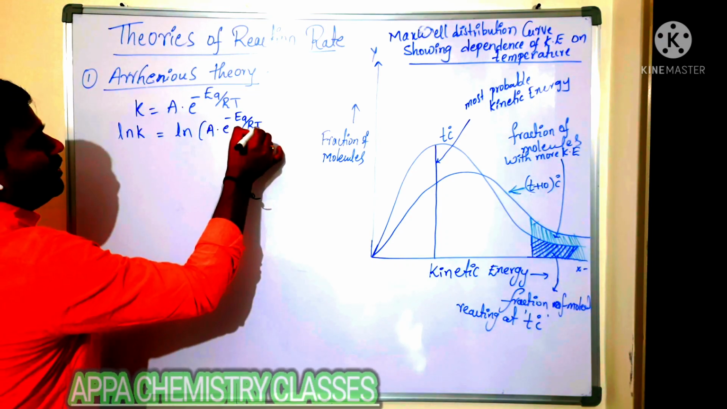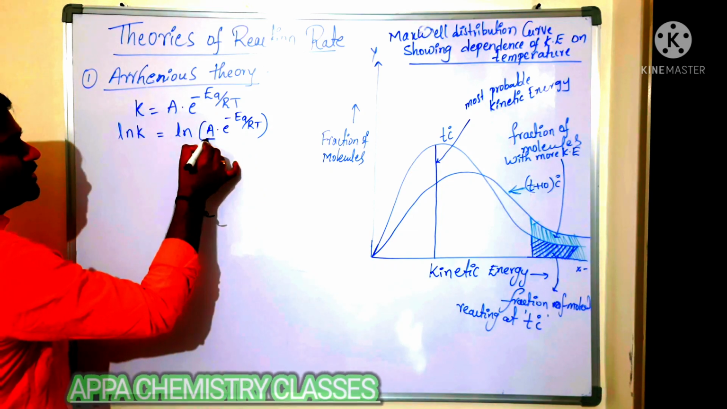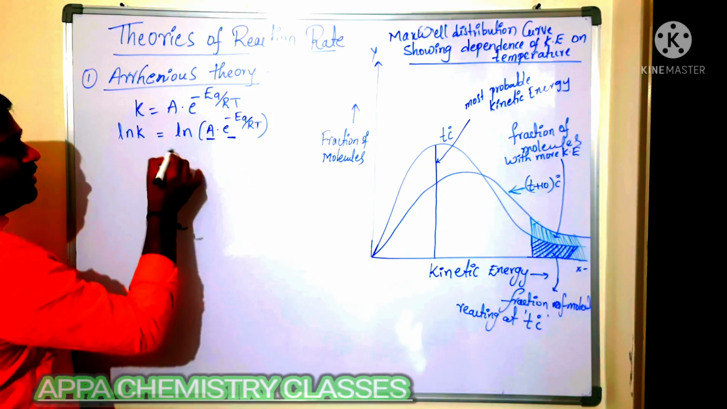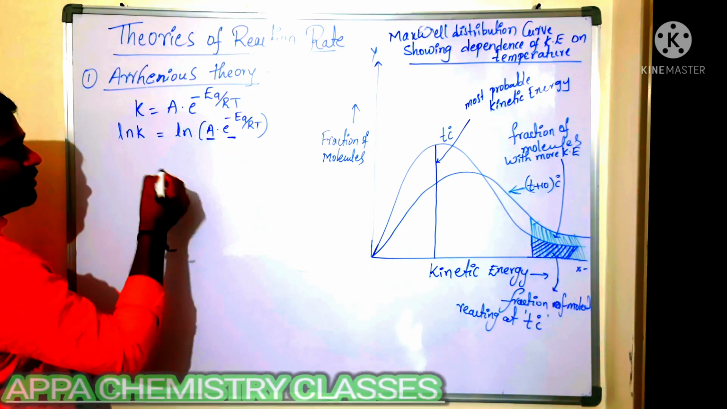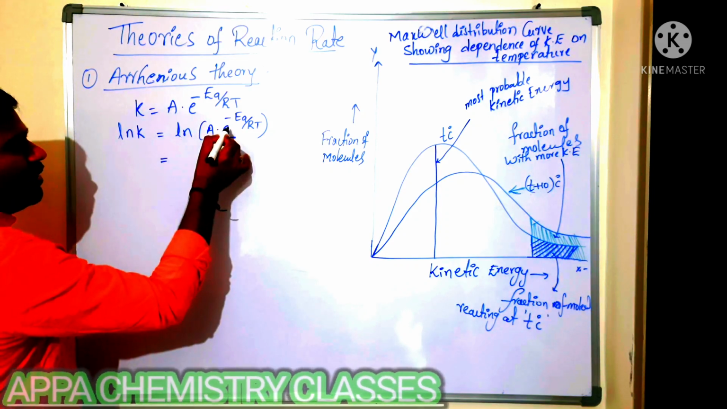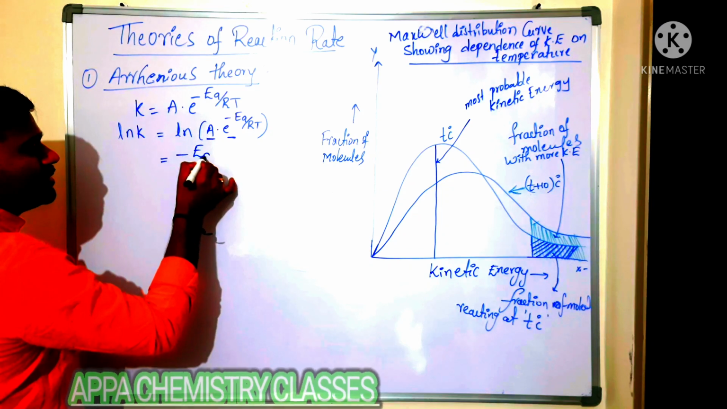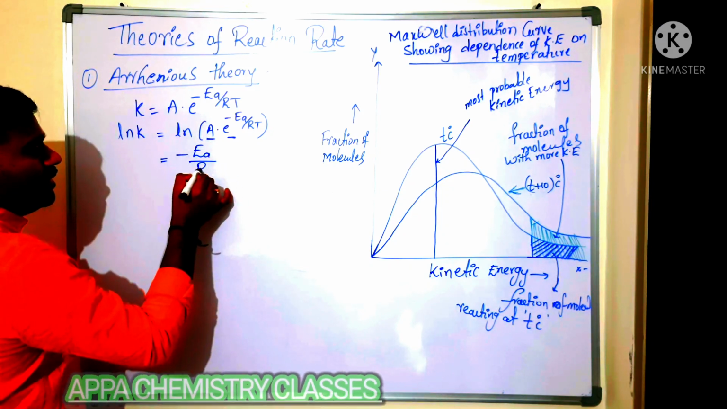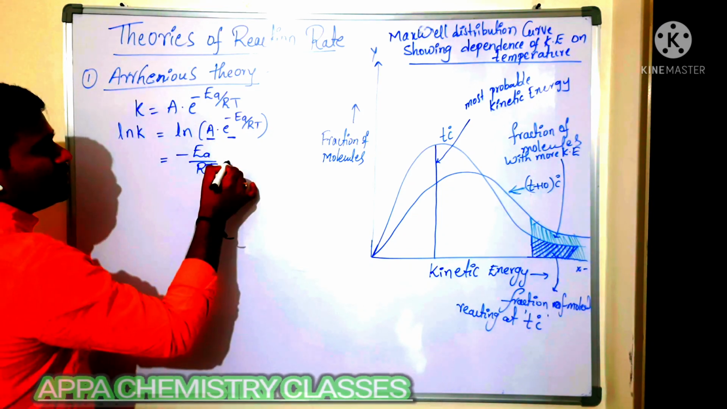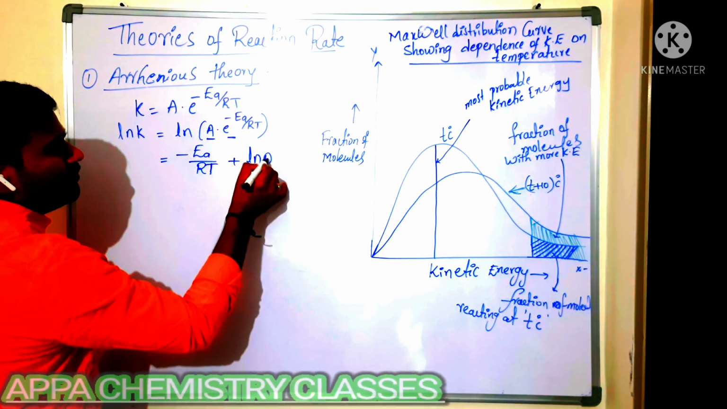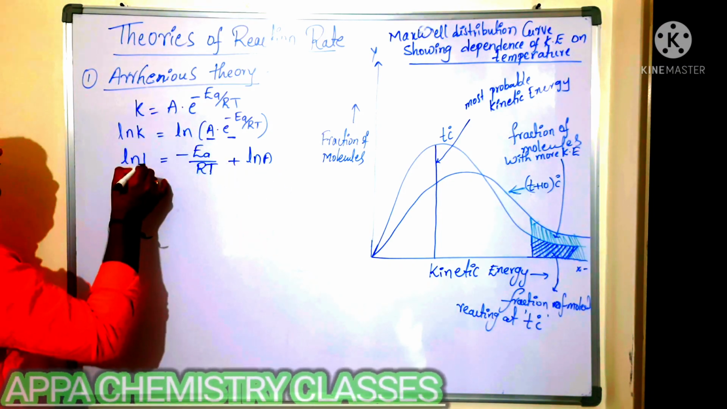You apply the log of A into B form, it is log A plus log B. Then what happens? Ln of e to the power minus Ea by RT. You can write it as minus Ea by RT plus ln A is equal to ln K.